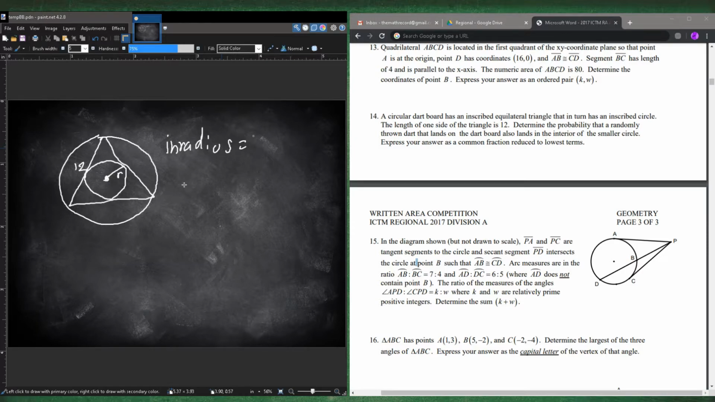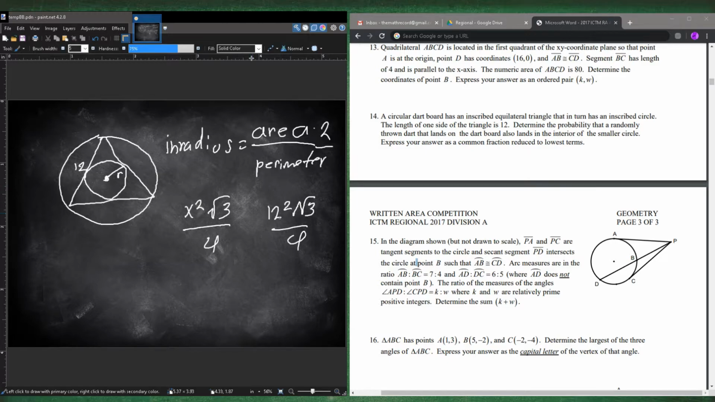the inradius is equal to 2 times the area divided by the perimeter of the equilateral triangle, right? Not the circles. Both area and perimeter are of the equilateral triangle. So how do you find the area of an equilateral triangle? This is another formula that you need to know, which is x squared root 3 over 4, where x is the side length. So the area of our triangle is 12 squared root 3 over 4. So 12 divided by 4 is 3, times the other 12 is 36 root 3. So our area is 36 root 3.